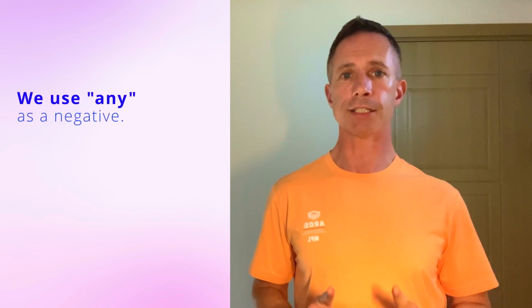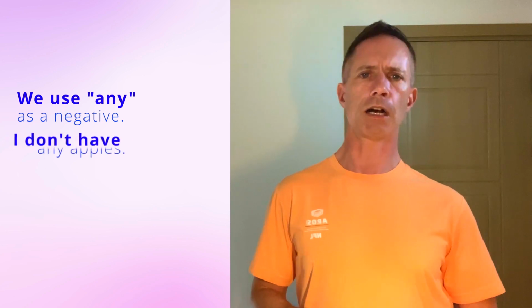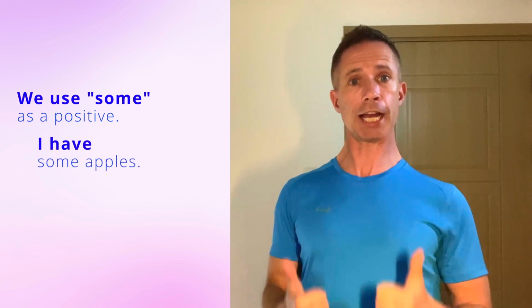In this short video, we will learn how to use any and some and then do a practice dialogue. Let's start. We use any as a negative. I don't have any apples. We use some as a positive. I have some apples. So we can think of any as no and some as yes.